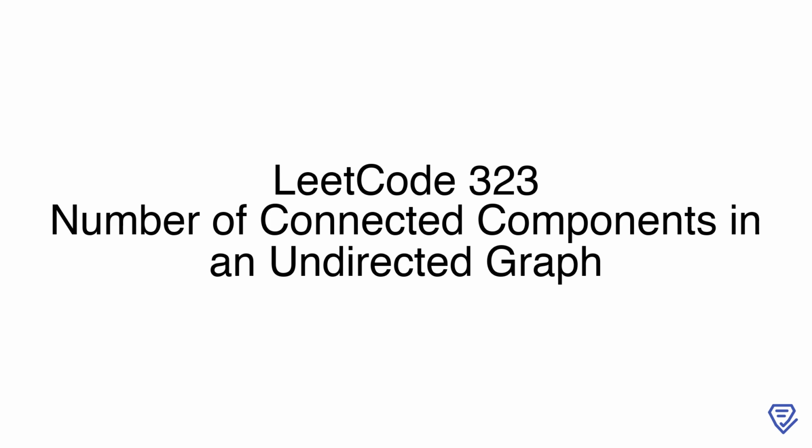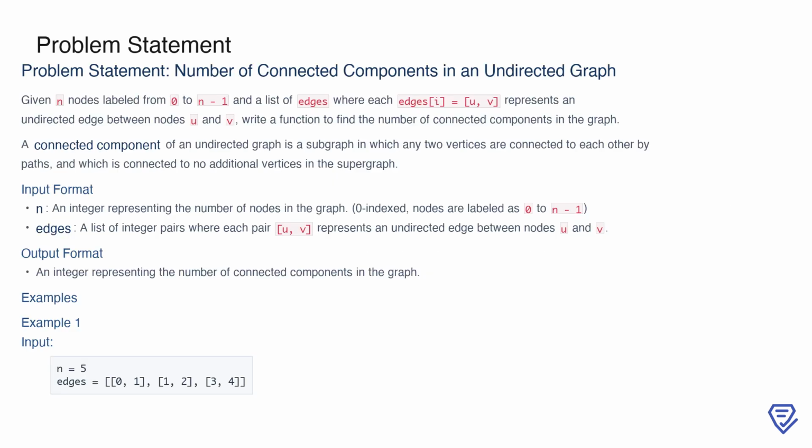Let's get started. In this problem, we are tasked with finding the number of connected components in an undirected graph. The graph is defined with n nodes, labeled from 0 to n-1, and a list of edges. Each edge is represented as a pair, u, v, indicating an undirected connection between nodes u and v. A connected component is a subset of the graph where any two vertices are connected directly or indirectly, and which is not connected to any other part of the graph. The goal is to determine how many such connected components exist in the graph.